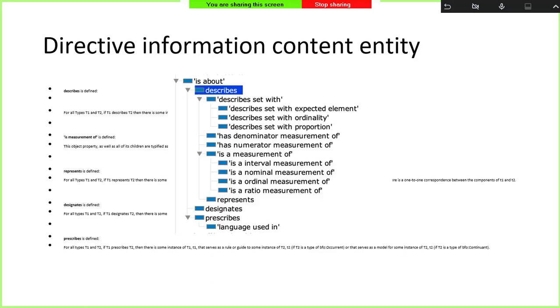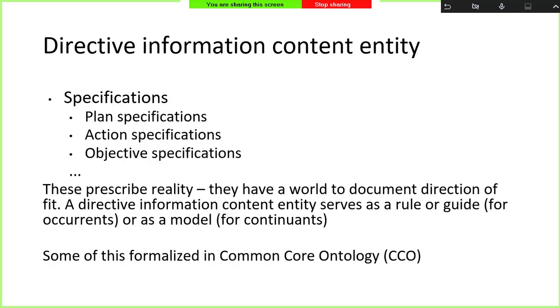But then, more importantly, are directive information content entities. These are information entities which tell people or things what to do. And most of them are grouped under the heading of specification. So the way we deal with plans, actions, and objectives is by looking at specifications of those things.